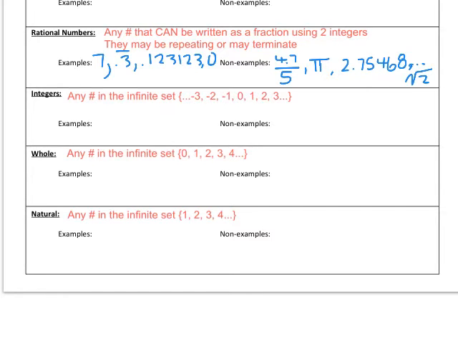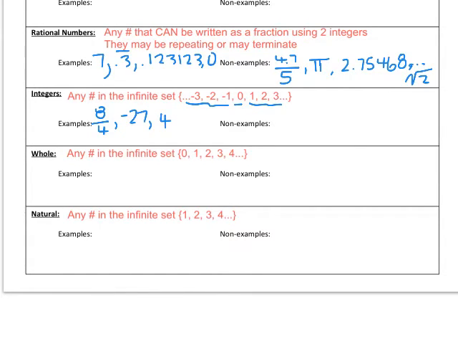Okay, moving on to integers. Any number in the infinite set of negative numbers, the number 0, and positive numbers. These are whole numbers. So any whole numbers, including the negative numbers, 0, and positive whole numbers as well. Some examples that we can come up with: 8 over 4. 8 over 4 is an integer because it's just 2.